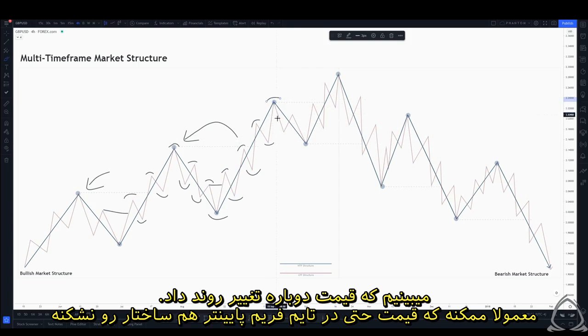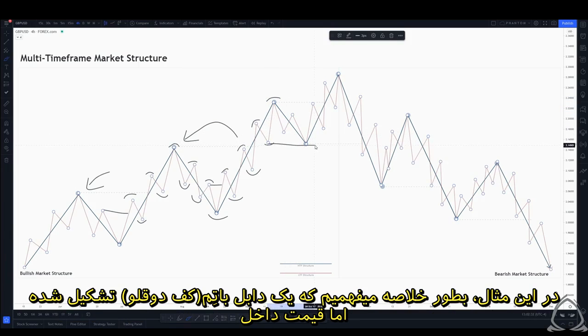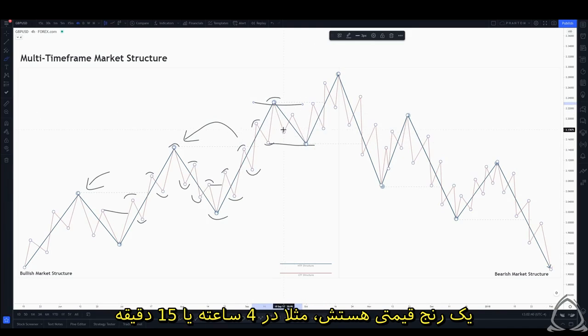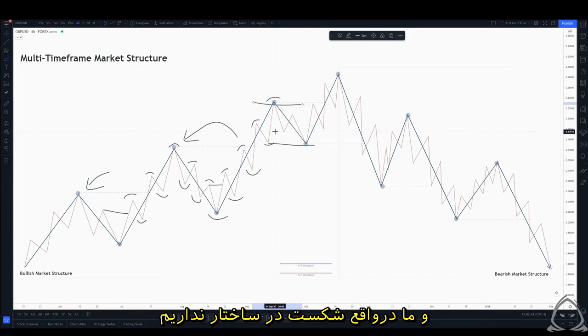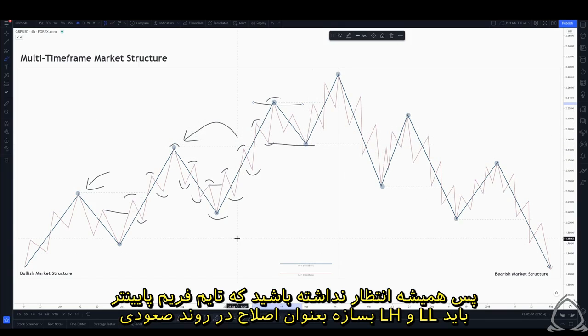And what we'll often see as well is price may not actually break structure on the lower time frame. In this example, price basically creates a double bottom, but price is within this range on, say, the 4 hour or 15-minute time frame, and we haven't actually broken structure. We haven't actually created any lower lows. We're still in a bull trend. This can also happen, so don't always expect that the lower time frame has to create lower lows and lower highs as it's retracing in a bull trend.